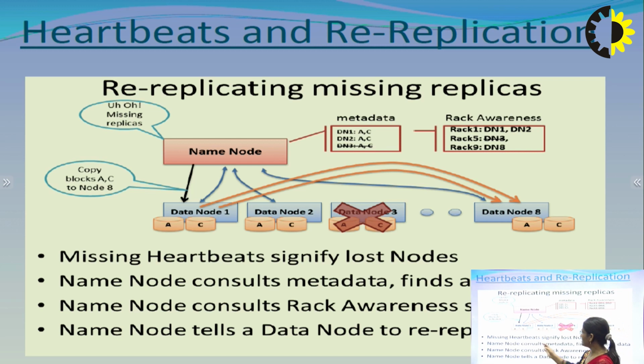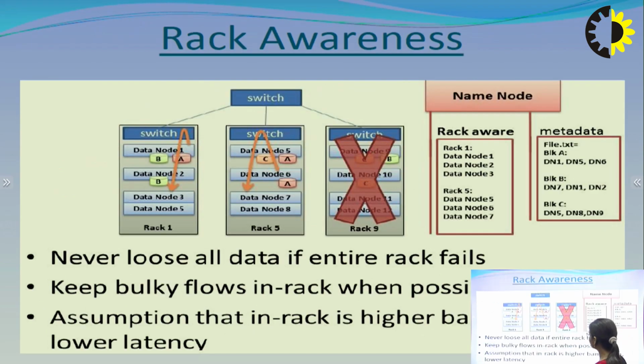Missing heartbeat signifies lost nodes. That is why there is a concept of heartbeat. The data node sends a heartbeat every 10 seconds to say whether it is working properly or not. Then the name node consults metadata and finds the affected data, and consults the rack awareness script. Then the name node tells a data node to re-replicate. So that is how re-replication works.